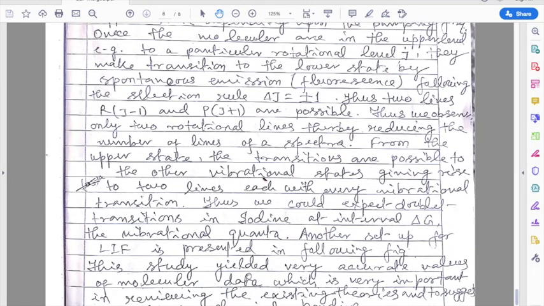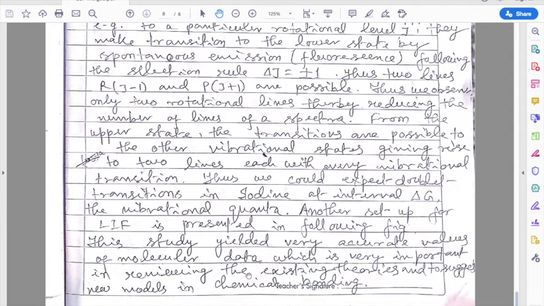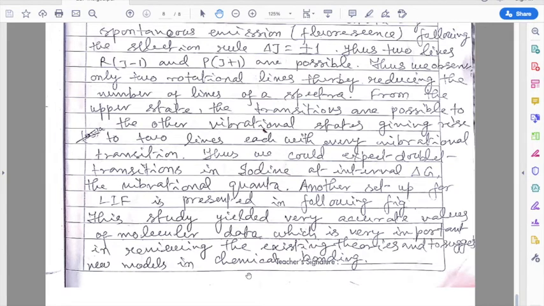Following the selection rules, here the selection rule is obeyed, that is delta J is equal to plus or minus 1. Thus two lines, R J minus 1 and P J plus 1, are possible. Thus we observe only two rotational lines, thereby reducing the number of lines in the spectra. From the upper state, the transitions are possible to the other vibrational states, giving rise to two lines with every vibrational transition. Thus we could expect a doublet transition in iodine at intervals of delta G, that is the vibrational quanta.